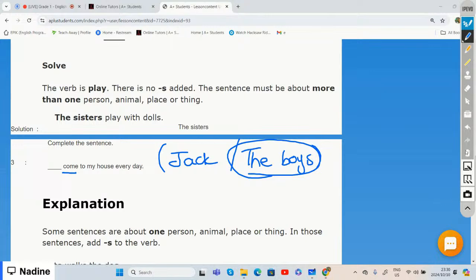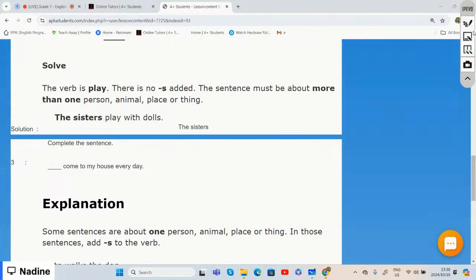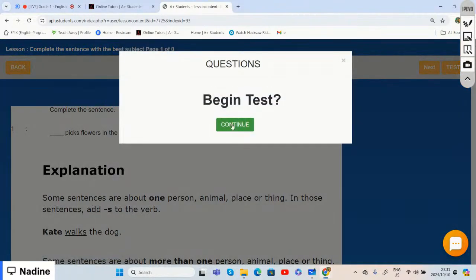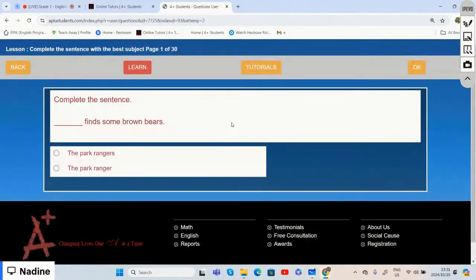All right, so now we're going to our test. We're going to complete the sentences with the best subject. So we're going to choose the best subject between option one or option two in order to complete the sentence.